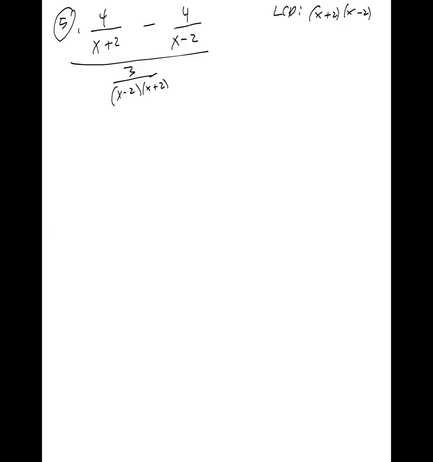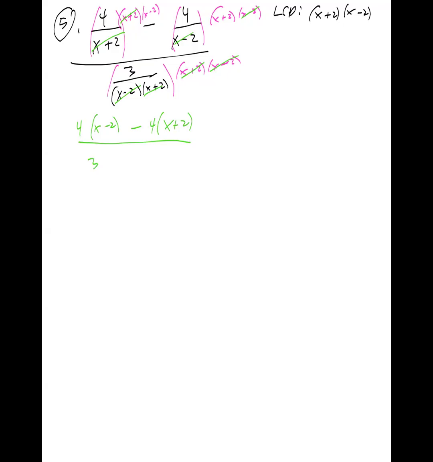Then we're going to multiply every term by that. So multiply this term by x plus 2 times x minus 2. Multiply that one by x plus 2 times x minus 2. Multiply that one by x plus 2 times x minus 2. And then cancel. So the x plus 2 crosses out, then the x minus 2 crosses out, and the x plus 2 crosses out, and then the x minus 2 crosses out. So the only thing left is 4 times x minus 2 minus 4 times x plus 2, all over 3.